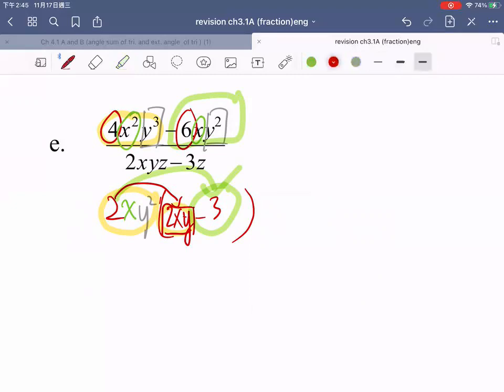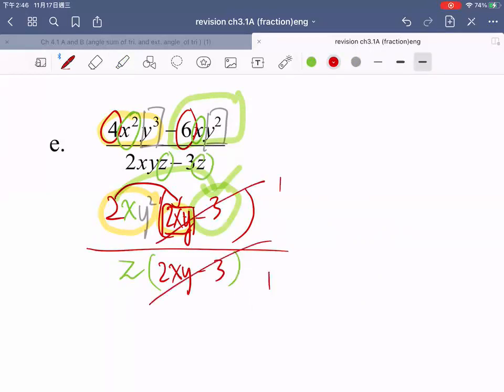Do we still have any common factor to take out? No, but continue. Just that, 2xy minus 3. Oh, see, same factor, 2xy minus 3. So that's 2xy squared over z. Can we further simplify? No. No more method is possible, no more numbers can be divided on both numerator and denominator. Then finish.